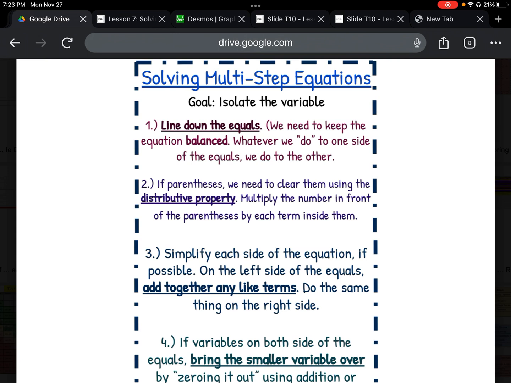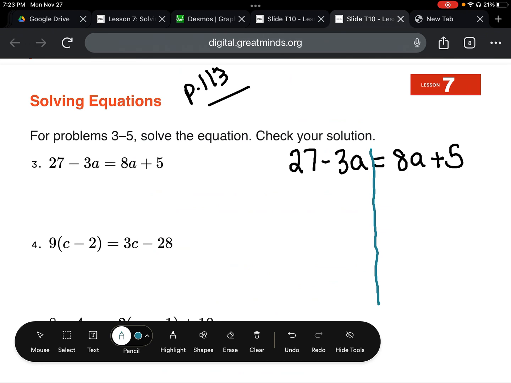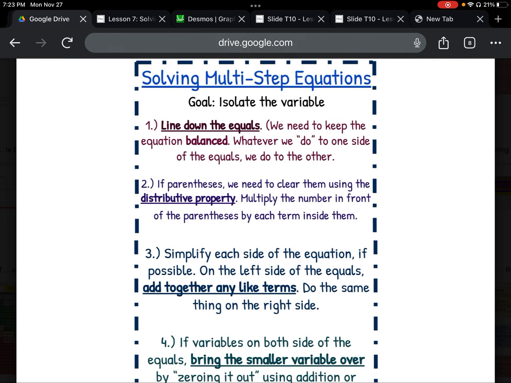Step 2 says if there are parentheses, we need to clear them using the distributive property. So looking back at problem number 3, do we have any parentheses? No, so we don't have to do anything for step 2.